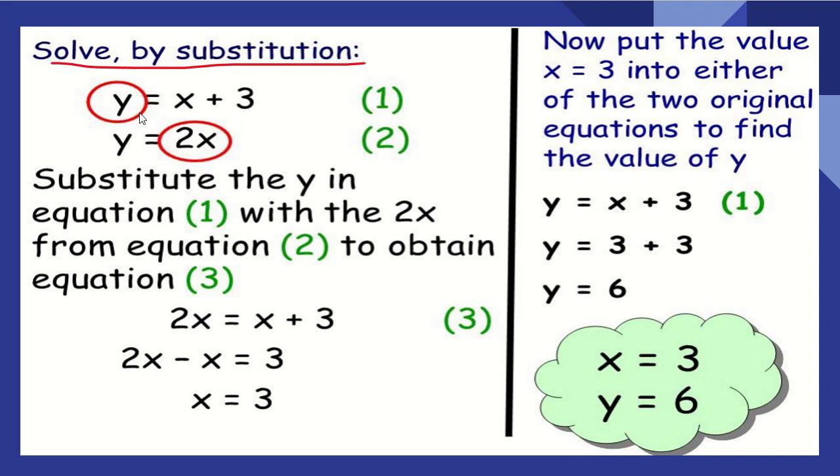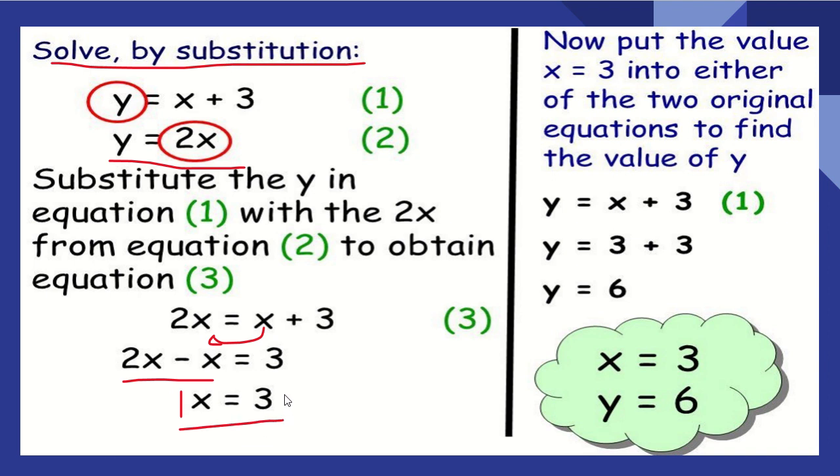Let us consider these two equations, y equal to x plus 3 and y equal to 2x plus 3. Anyway, I know the value of y from equation 2, it is 2x. I'm going to substitute this 2x in equation 1. So I'll get 2x is equal to x plus 3. It will be equation number 3. Now I'm going to rearrange it to get the answer for x. So this x will come to this side. Next step, 2x minus x is equal to 3. What is 2x minus x? It's nothing but 1x. So 1x is 3.